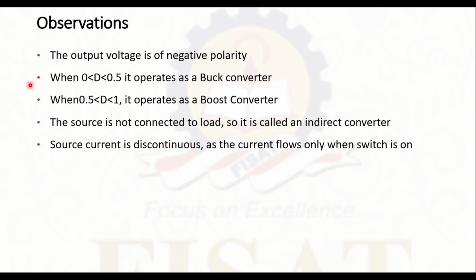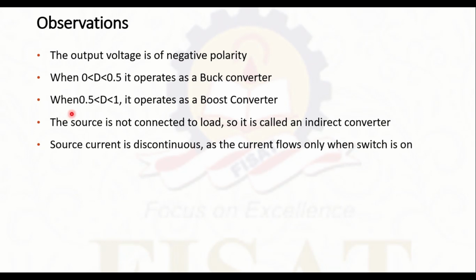Then the second point is, when the duty cycle D has a value between 0 and 0.5, it operates as a buck converter. That is, when the duty cycle is between 0 and 0.5, the output will be less than that of the input.